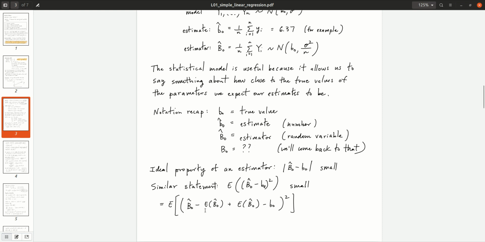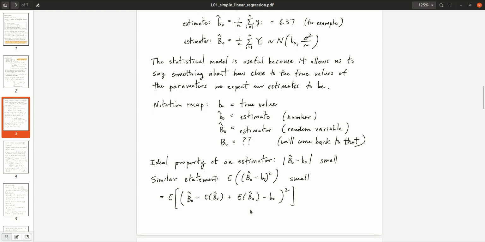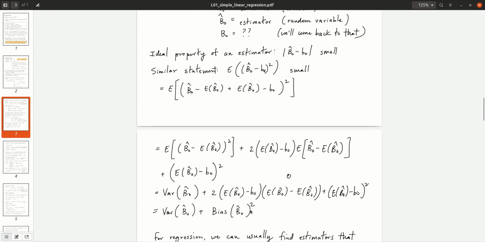So what does this quantity mean? Remember that big B0 hat is a random variable. Therefore, we can compute things like expected value and variance. So this is just the expected value of this random variable, which is just a number. And I've added and subtracted it, so I haven't changed the equation at all.